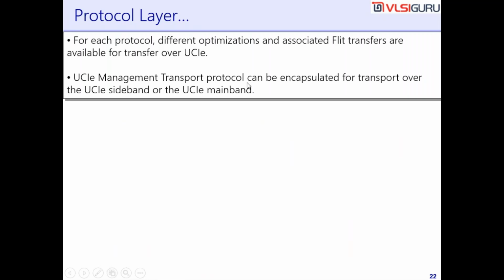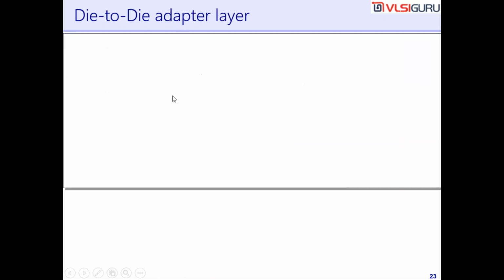For each protocol, different optimizations and associated flit transfers are available to transfer over UC Express. Depending upon whether it's PCI Express or CXL raw format, there is an optimization that has been done. I told you, right? UC Express doesn't need the same level of CRC and forward error correction as in other protocols. It does optimization of the available things, so it utilizes the same flit bytes for sending more information. UCIe management transport protocol can be encapsulated for transport over sideband or UCIe main band. I mean, this management transport protocol can be sent on any of the bands.